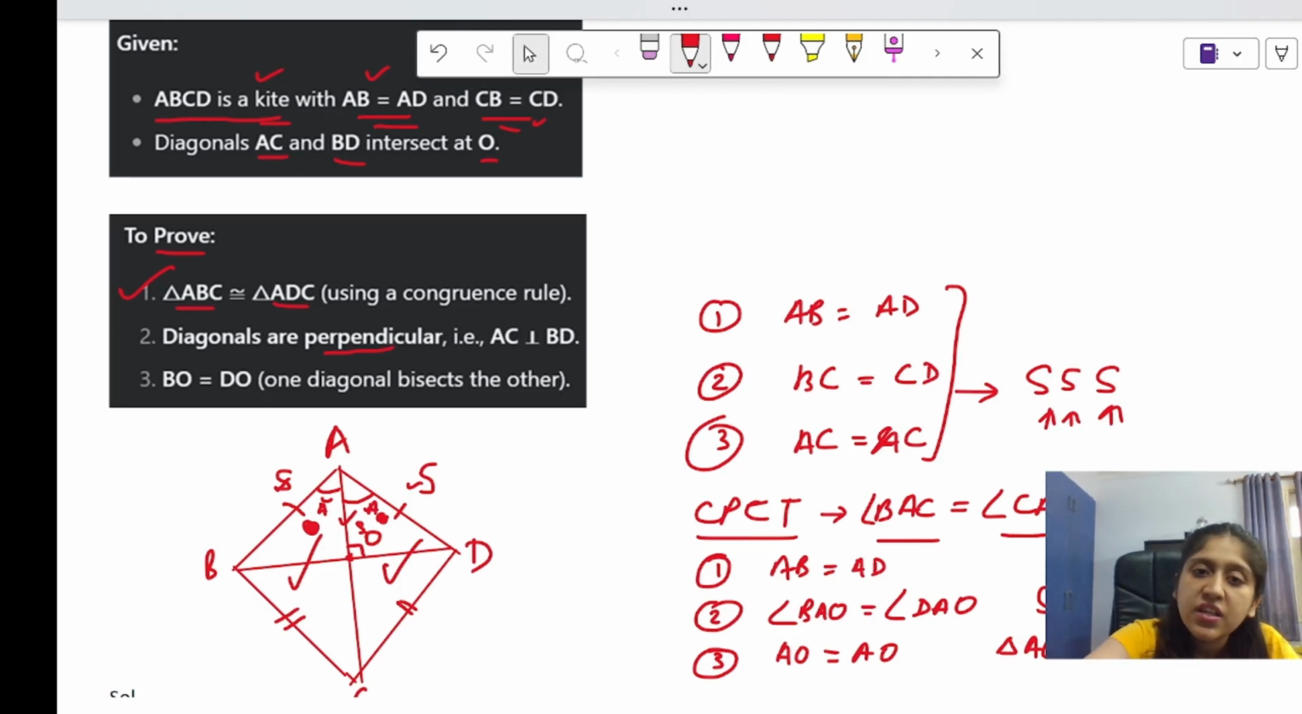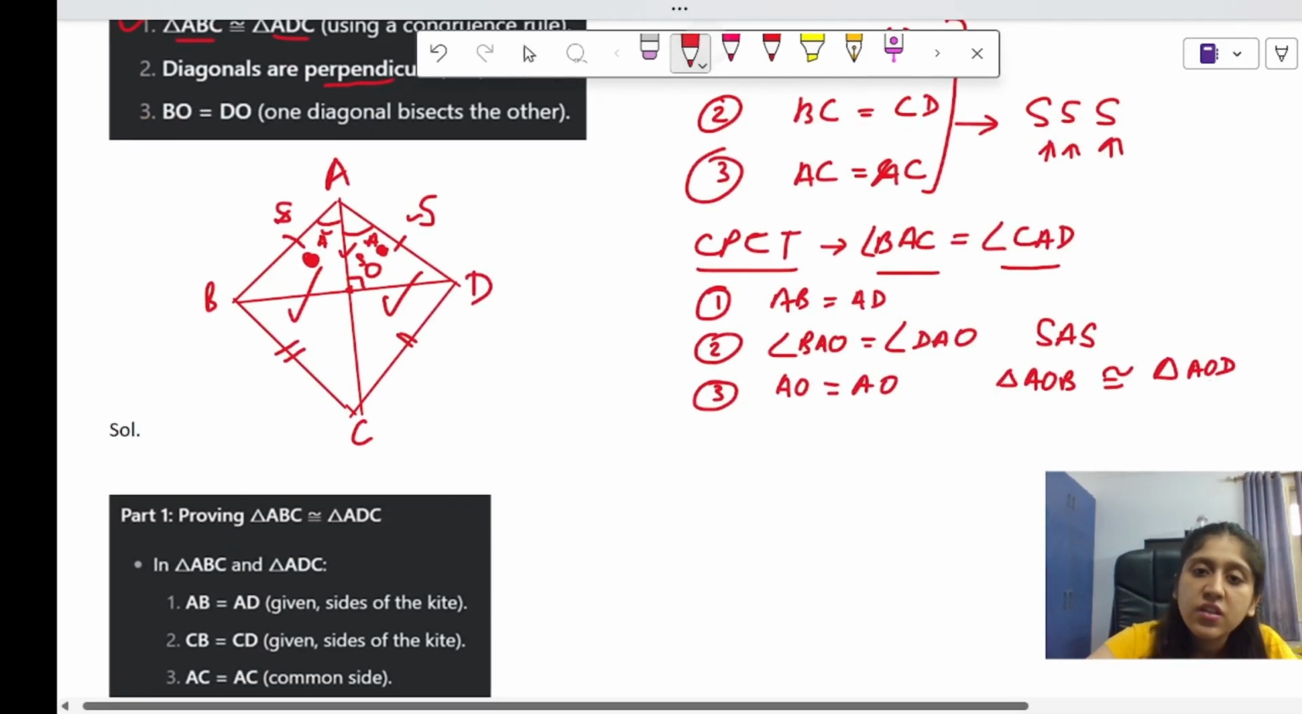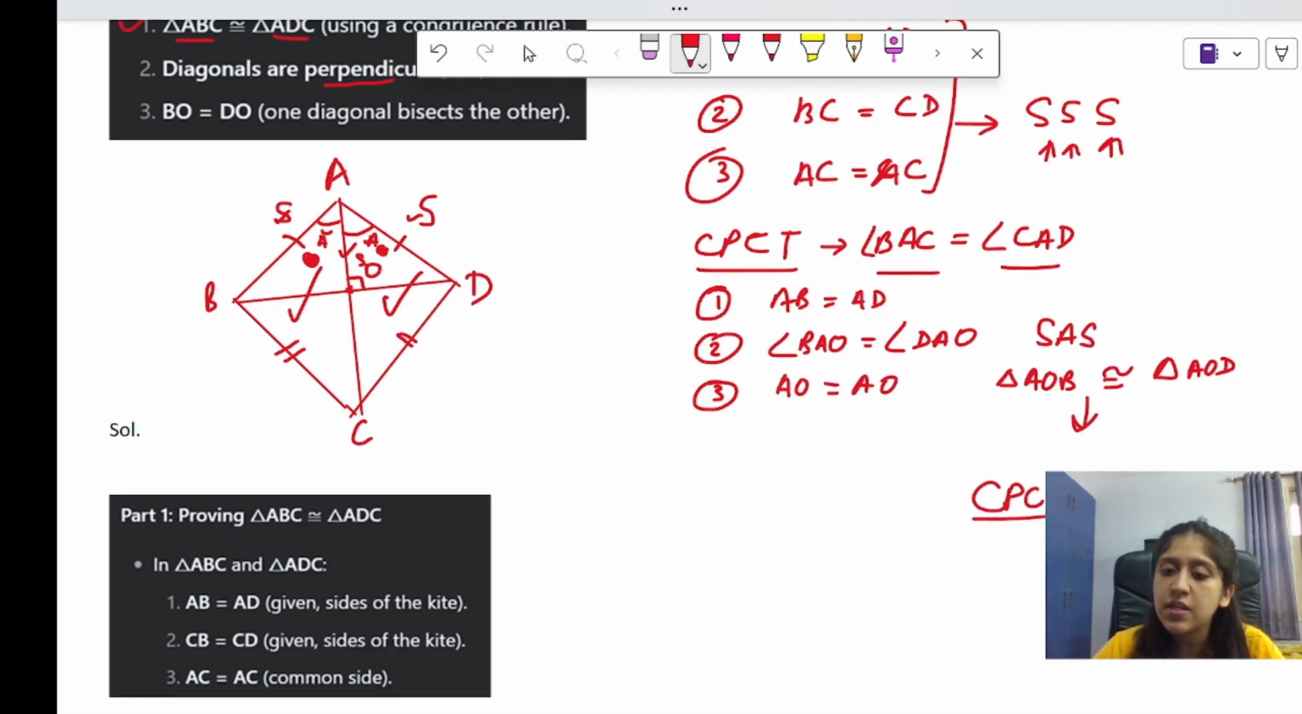Now by this, can I prove something? इसके बाद तो I can only apply a CPCT rule. So CPCT से can I see something? Yes, I can. What can I see? I can see this angle and this angle are equal. Are you able to see? Let me just write it out. AOB angle, ठीक है, and angle AOD are equal. Can you see that?